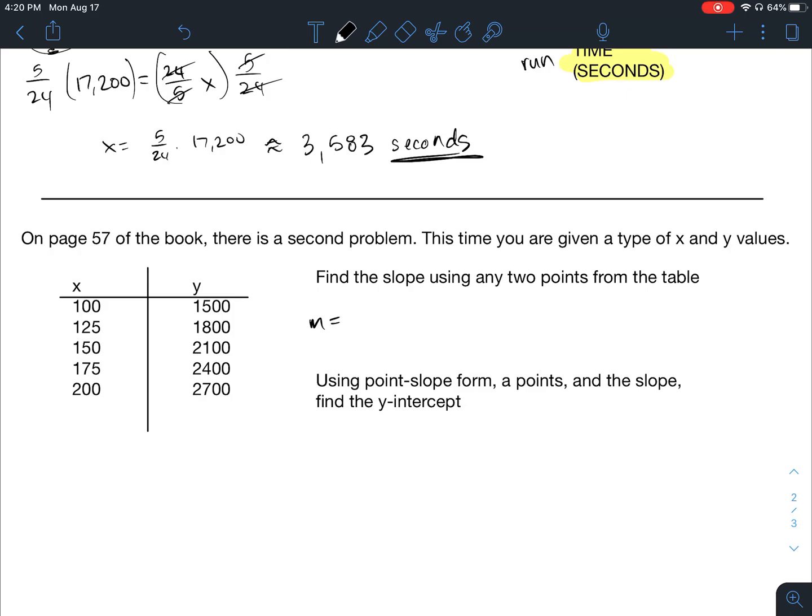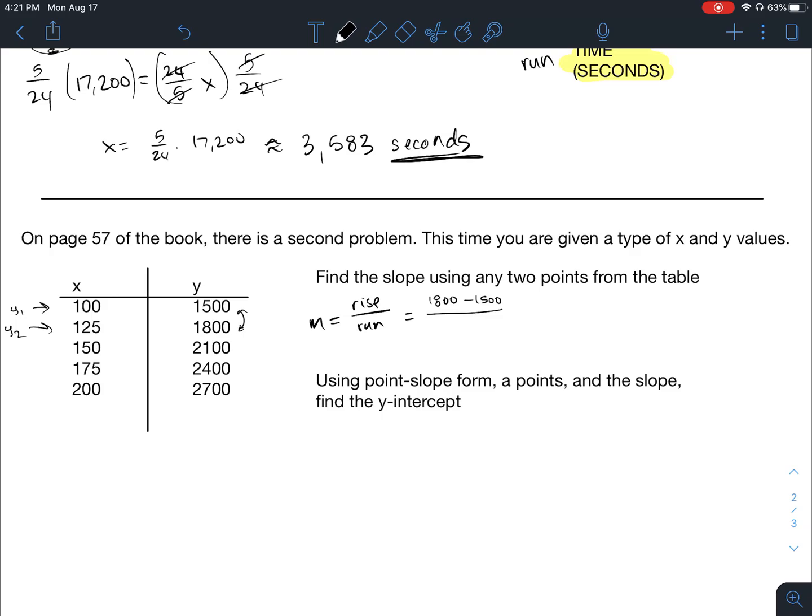Well, again, we know m is equal to our rise over our run. To find our rise with 2 points, let's just take these 2 points right here. Let's call this y1, let's call this y2. So our rise, which is always measured in the y direction, is going to be the difference between these two values right here, our two y values. The difference meaning 1,800 minus 1,500.